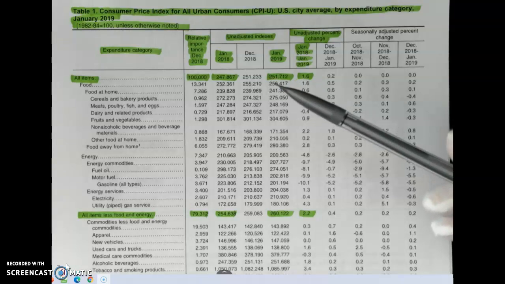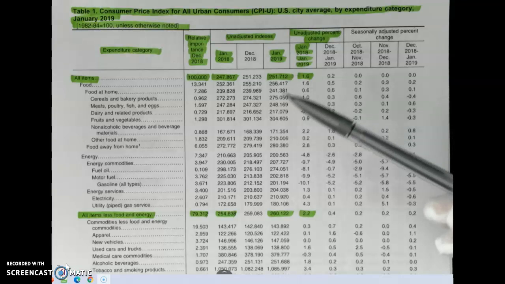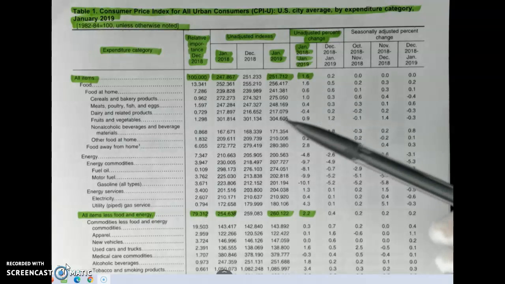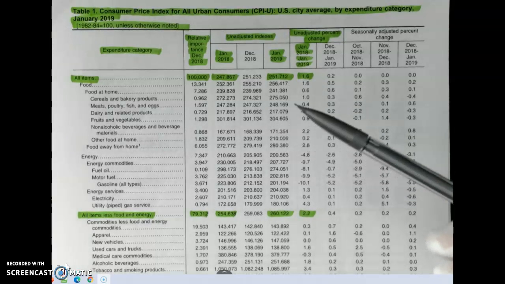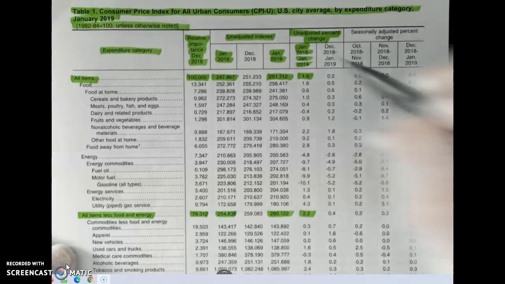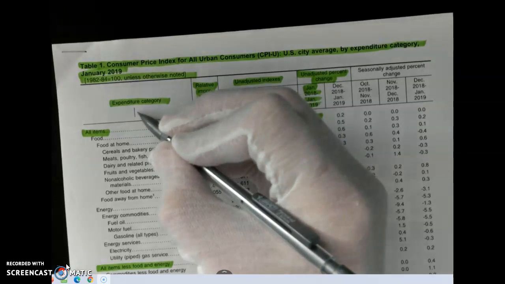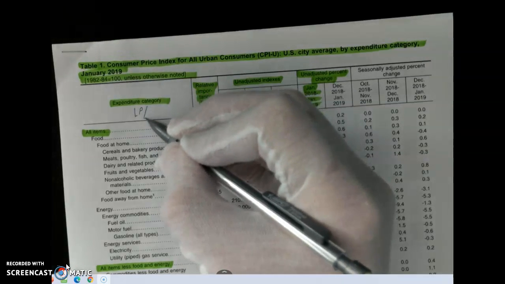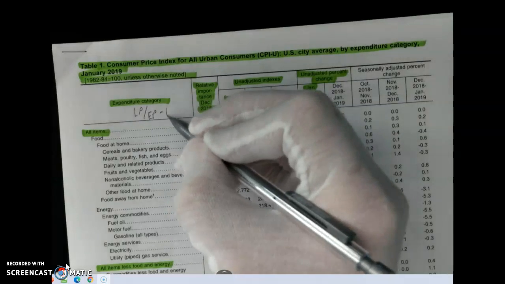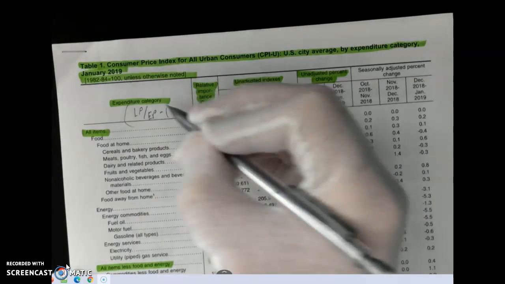We can calculate those price increases by using that formula that we've actually used multiple times, but I'll remind you, it's the later period divided by the earlier period minus 1. And then you can multiply that by 100 if you want to get a percentage.